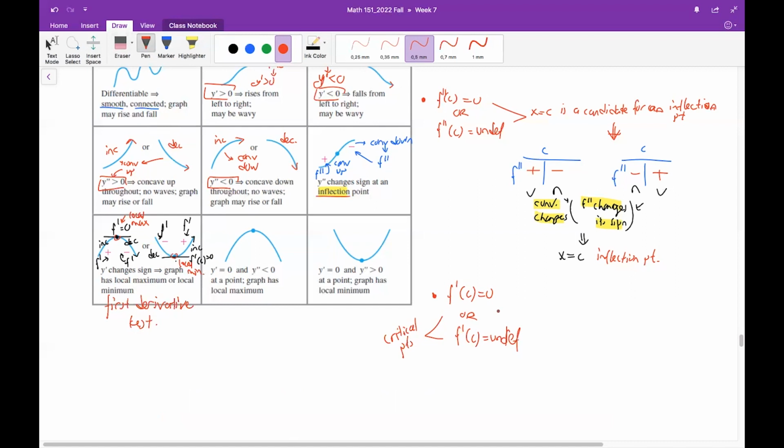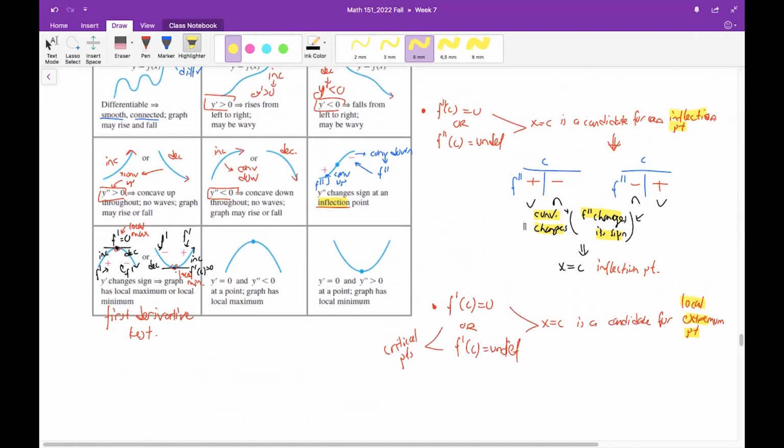If these two cases happen at some particular point, x equals c, then x equals c is now a candidate for an extremum, a local extremum point. Okay, how can we verify whether it is a local max or local min? Just like we did for the inflection point, you need to verify whether the first derivative changes its sign or not.